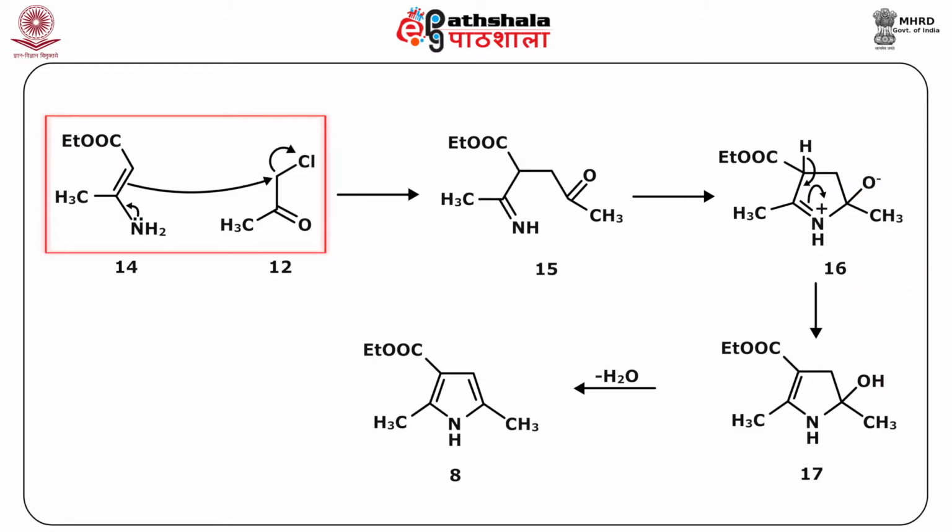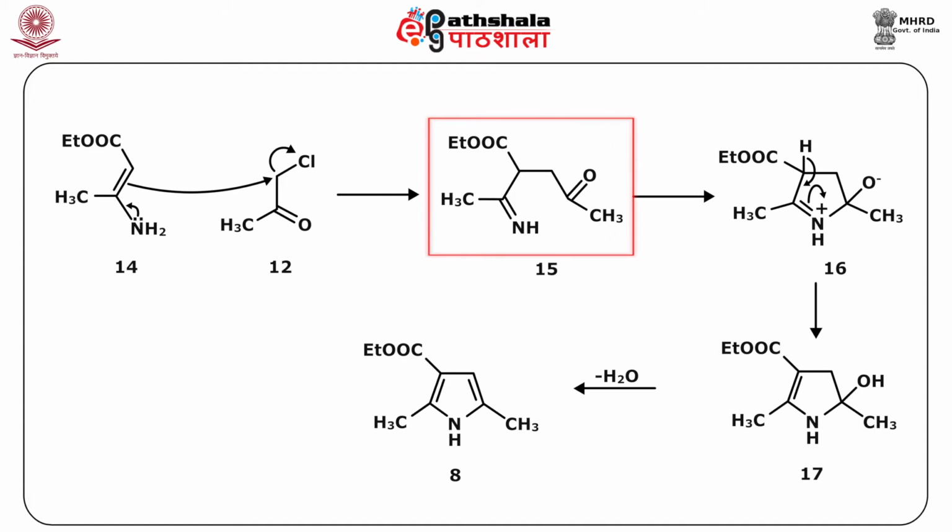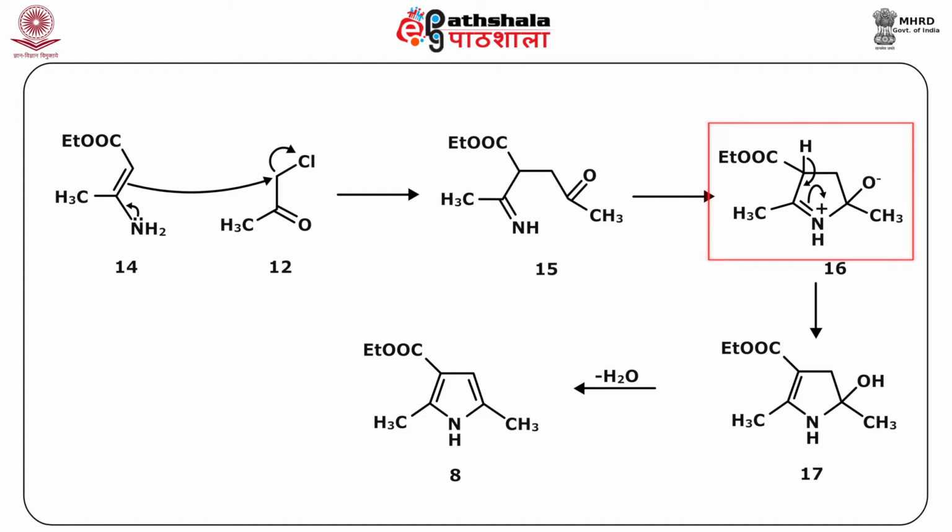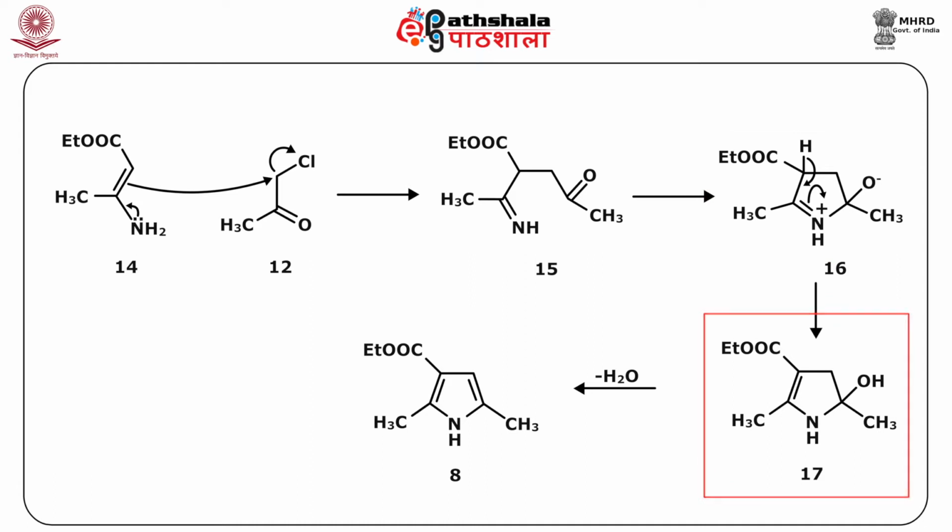The compound 14 displaces the halide of 1-chloropropan-2-one, structure 12, to give the new compound 15. In step 3, the lone pair of the amine in the compound 15 then attacks the carbonyl group to give the cyclized compound 16, leading to the cyclization and finally the required compound. The compound 16 loses a proton to give the double bond, and shifting of the electrons neutralizes the positive charge on nitrogen to give the compound 17.